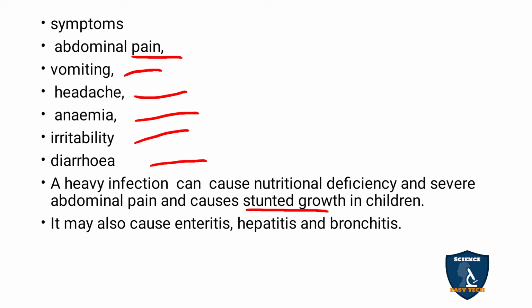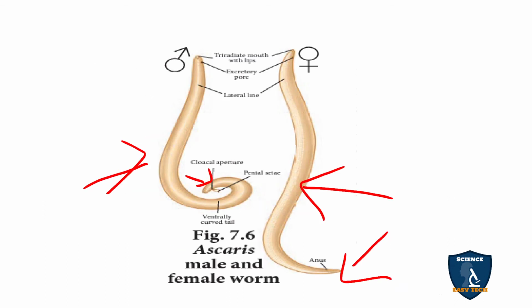may also cause enteritis. Enteritis deals with the abdominal problems like gastritis. Hepatitis and bronchitis can also occur due to this infection if the infection becomes severe. So this is the roundworm, Ascaris lumbricoides, male and female.